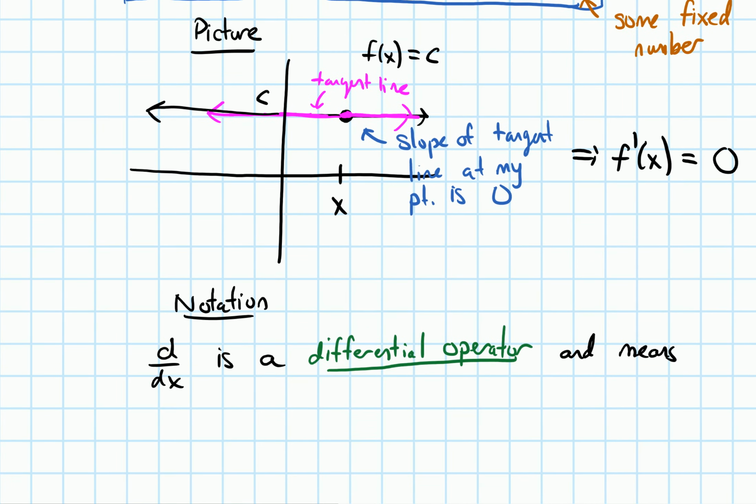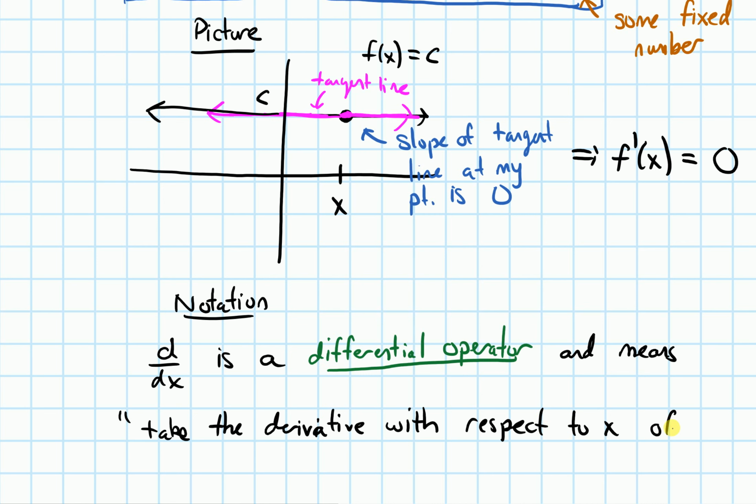So the notation is we write d dx, and d dx is what's called a differential operator. And what d dx means is, take the derivative with respect to x of... And I'll put dot dot dot, because we don't write d dx on its own. We write d dx, and then something goes after that.